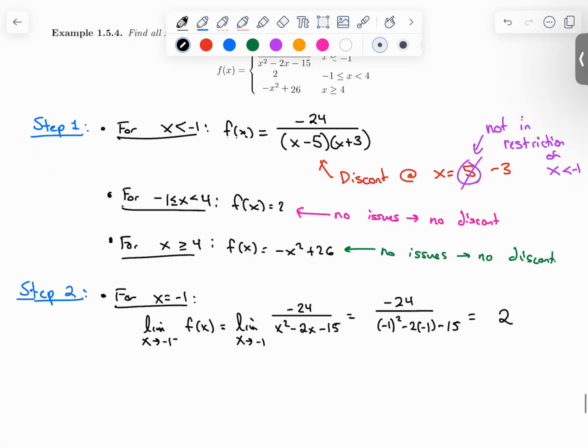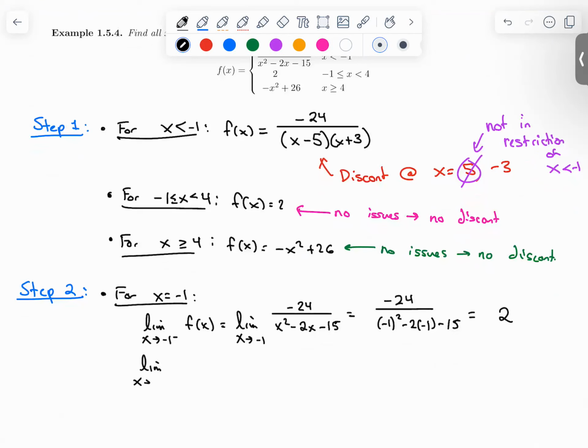Next, the limit as x approaches -1 from the right. If you're approaching -1 from the right, you're going to be using the limit as x approaches -1 from the right of just 2, your constant function. And the limit of a constant is just the constant itself. So these are equal, which means that the full limit exists.